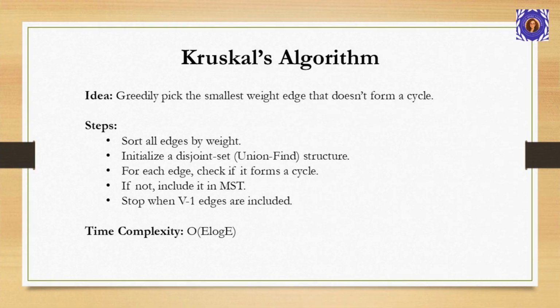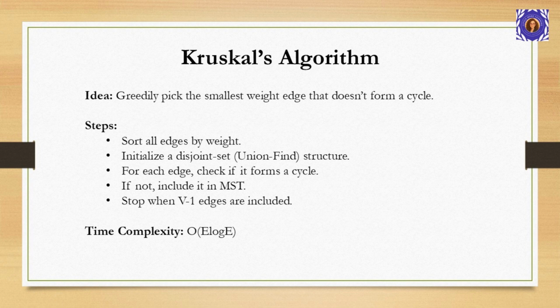Kruskal's algorithm embodies the greedy approach beautifully. The idea is elegantly simple. Always pick the smallest weight edge that doesn't create a cycle. Talking about algorithm steps now. Step 1. Sort all edges in the graph by their weights in ascending order. This pre-processing step is crucial.